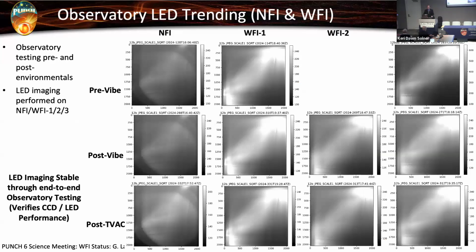So similar to the trending of focus, we look at our calibration lamps over a period of time, and all instruments, all the 3 WIFIs and NIFI, aren't showing any trends, which is good, and that allows us to make sure we don't have any additional contamination on the CCD.